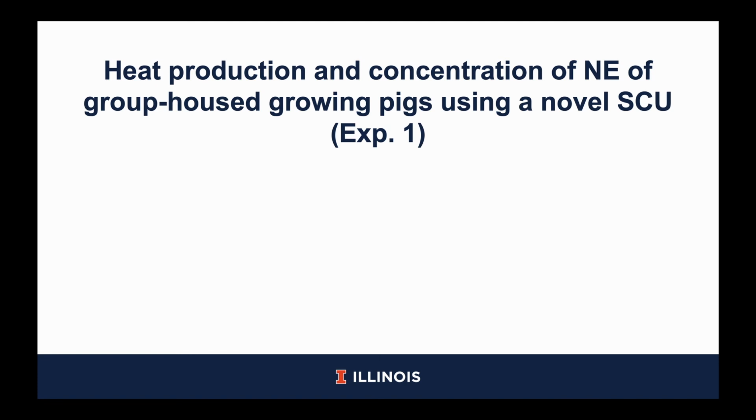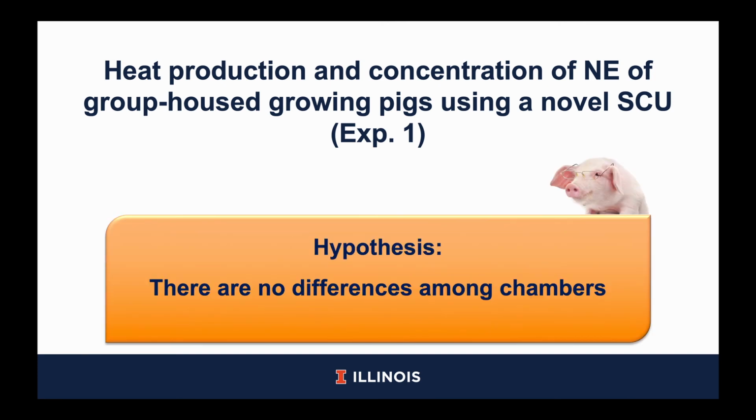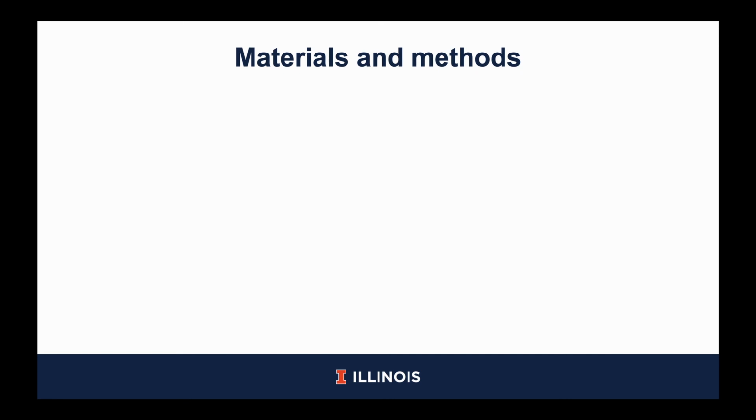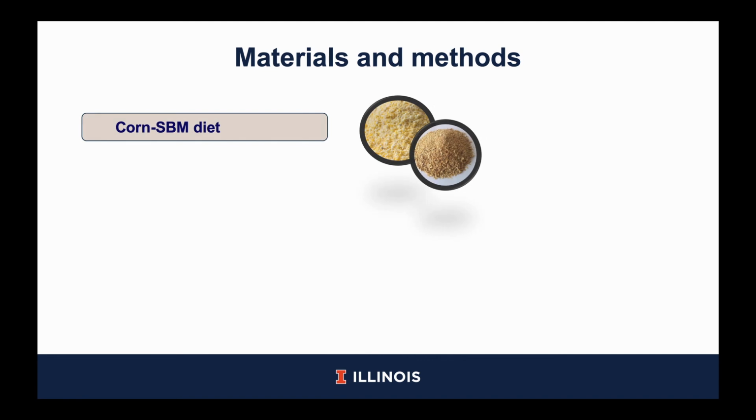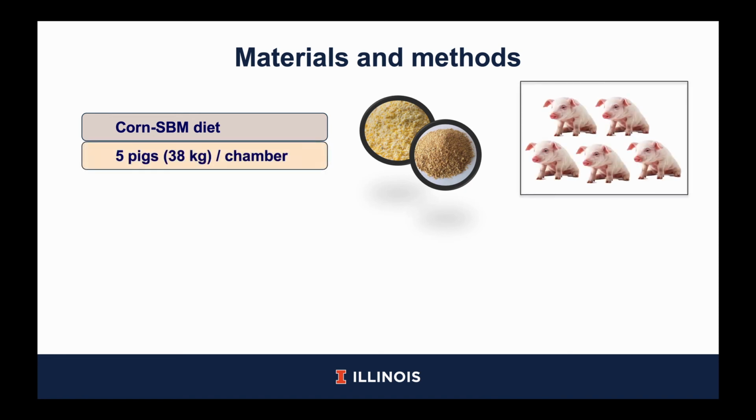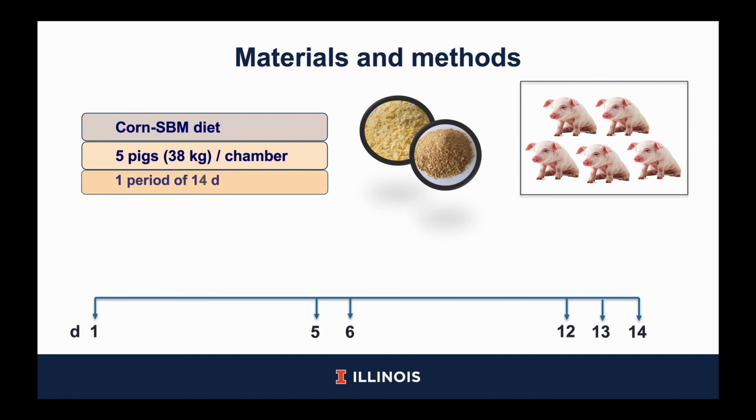2 experiments have been designed to test the Swine calorimetric unit. The first one has the hypothesis that there are no differences among chambers. For this experiment, a common diet has been designed, a corn soybean meal diet, which is the most commonly used in commercial conditions. We will place 5 pigs per chamber with an average body weight of 38 kilograms, and the experiment will last 14 days for a single period.